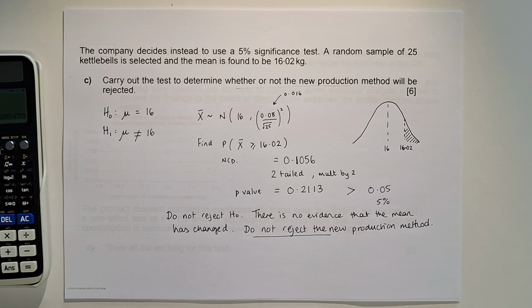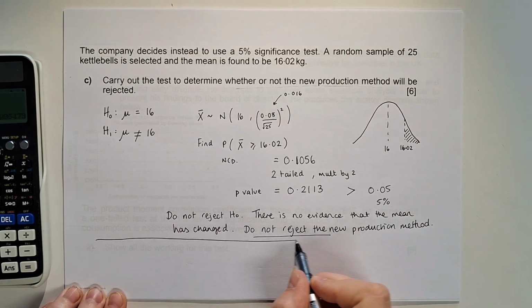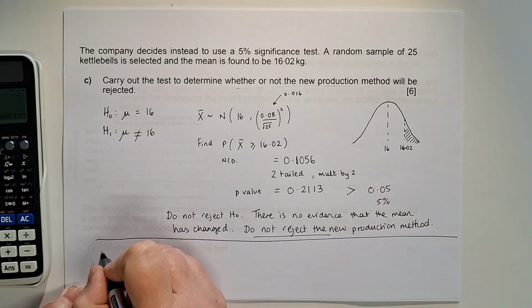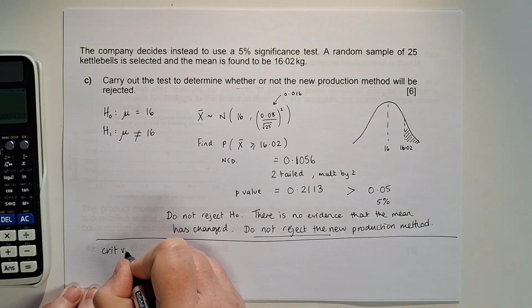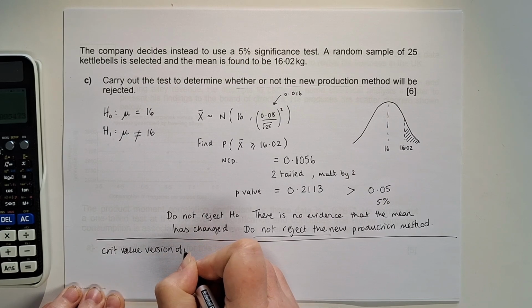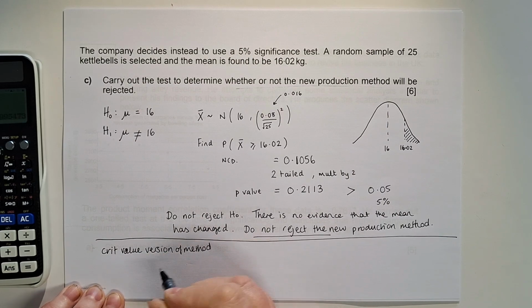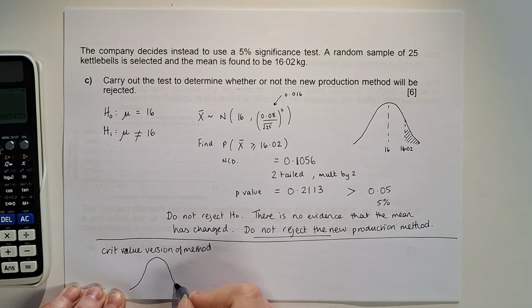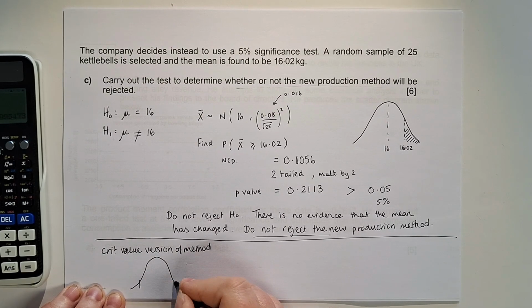The other way you could do this test would be to use a critical value and work out in advance what your critical values would be, and then see whether 16.02 falls in there. Let's quickly show you how that would work. If you were doing the critical value method, when it's a two-tail test, you need to split your percentage into your two tails. So we want 2.5% either side. Obviously if it was a one-tail test, you wouldn't do that step.